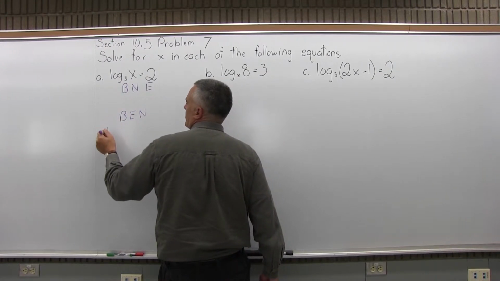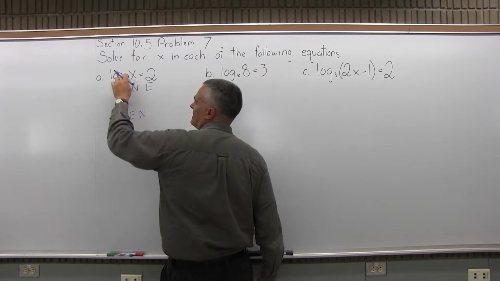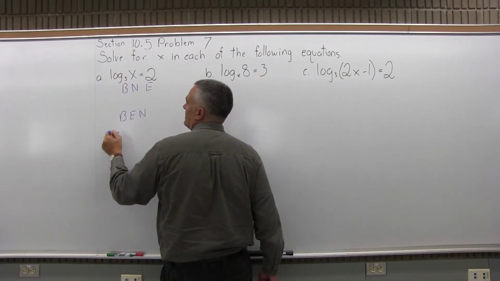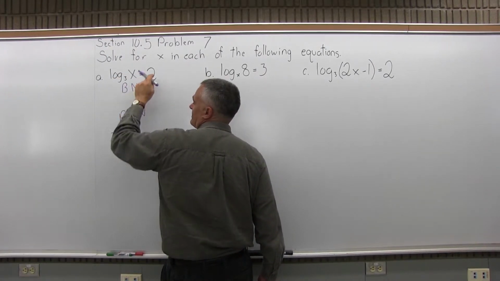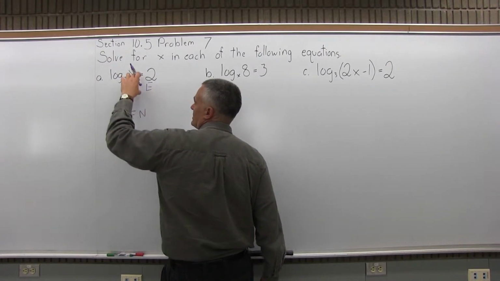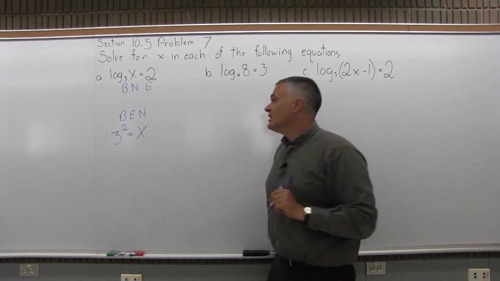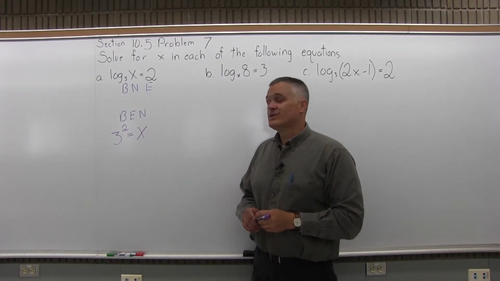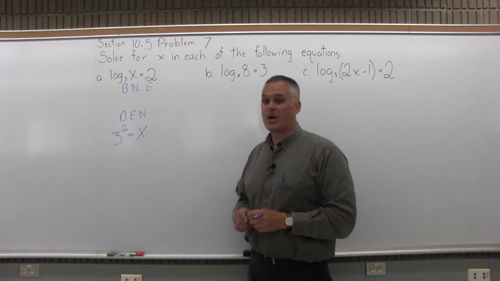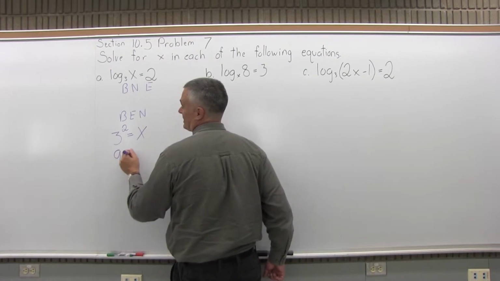So first you write the base. The base is 3, then you write the exponent. The exponent is 2. Then you write equals, and then you put the number. So the number in this one is the unknown. It's the x. So log base 3 of x equals 2 is the same as saying 3 to the second power equals x. Now in this form, it's very easy to see that x must be equal to 9.